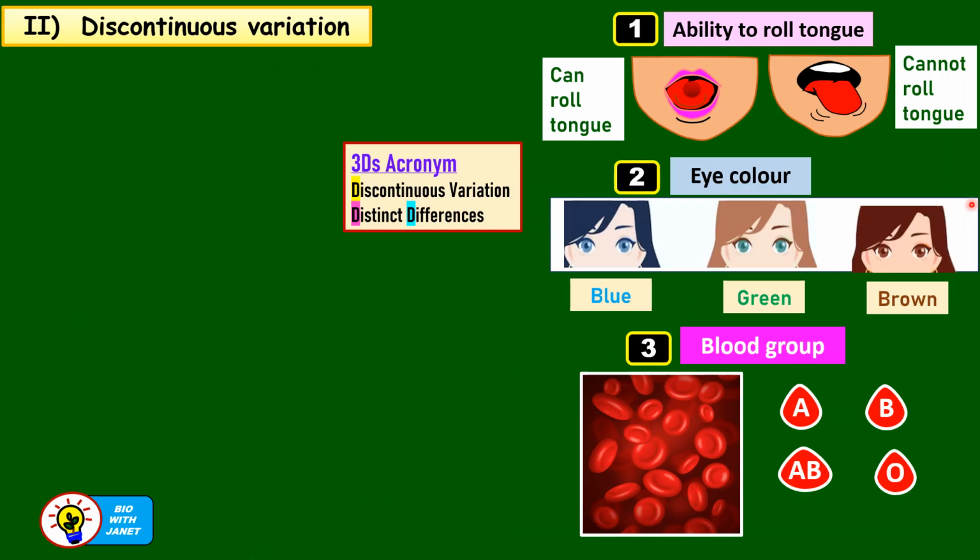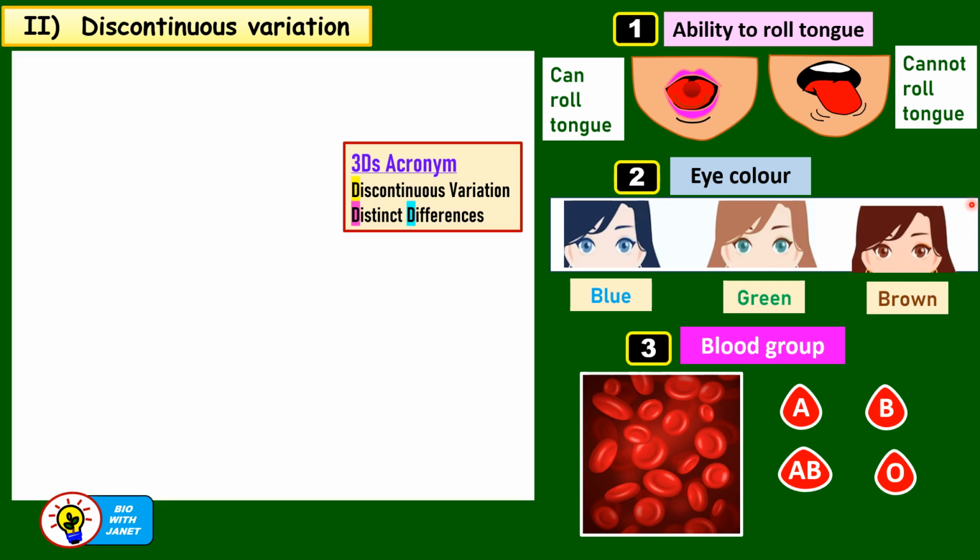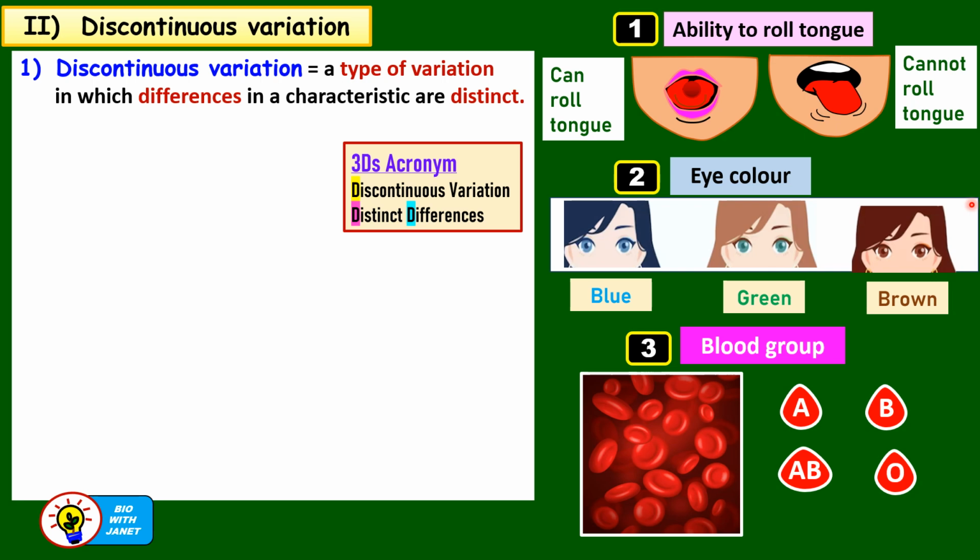Now let's discuss discontinuous variation. So discontinuous variation is a type of variation in which differences in a characteristic are distinct. So for memory tip, remember the 3 Ds. Discontinuous variation, differences, the second D, are distinct, D, the third D, okay? Distinct means jelas or very clear.